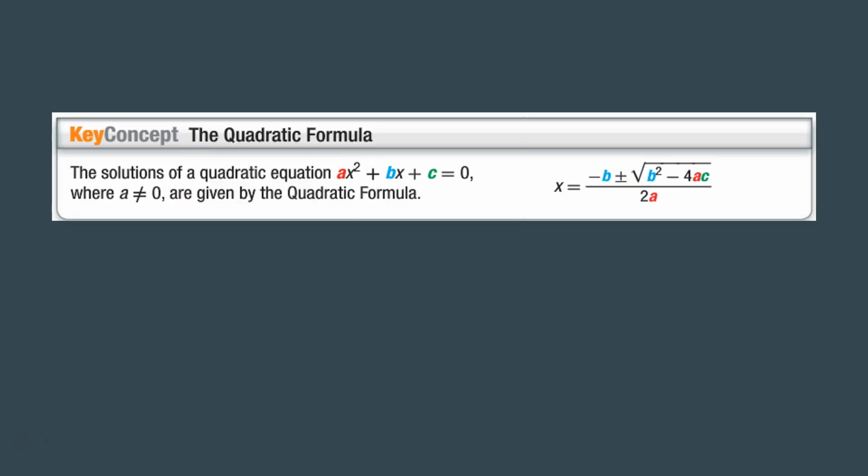Alright, so today we're going to be going over the quadratic formula, and here is the formula that we're going to be using. The leading coefficient in front of the x squared is your a, the coefficient in front of your x is your b, and then c is just your constant, like always.